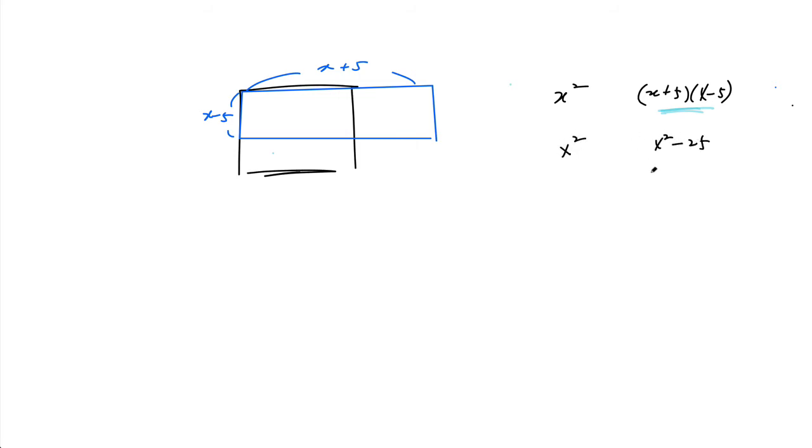So which one is bigger? Clearly this is bigger, right? It's the exact same expression here. There's a minus 25. This is bigger. Bigger by 25 meters squared.